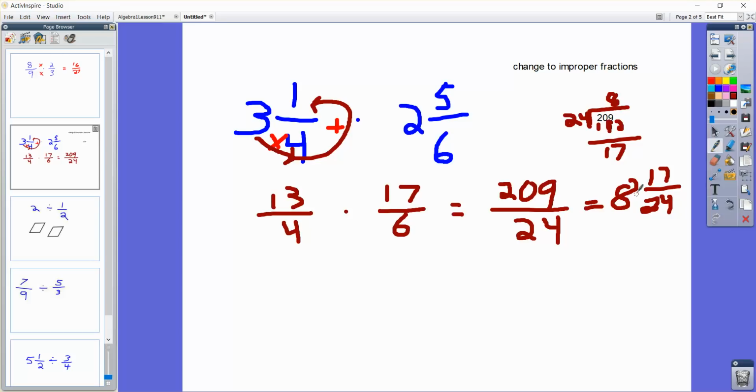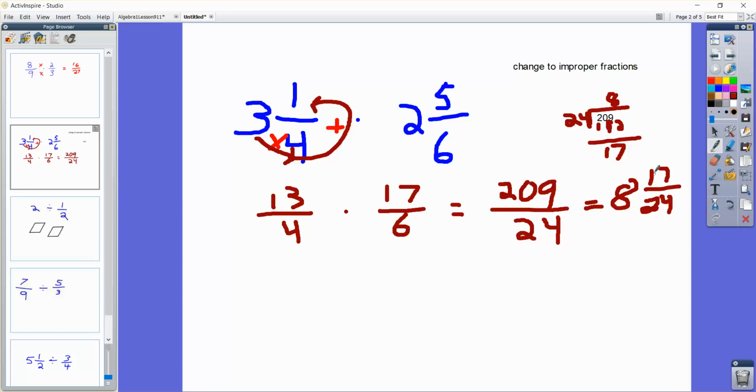Now, again, if you report it as a mixed number or improper fraction, pay attention to the directions, because if the directions just say to multiply or simplify, then improper fractions are actually still okay. Mixed numbers are still okay. But if the directions say change it to a mixed number, make sure you do that, okay? You just have to divide, okay?